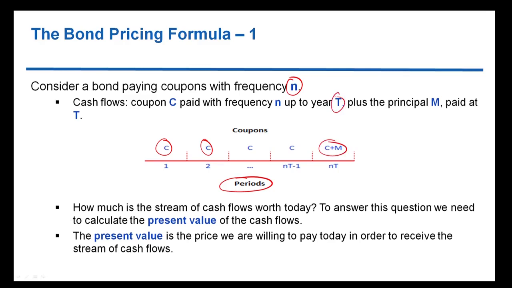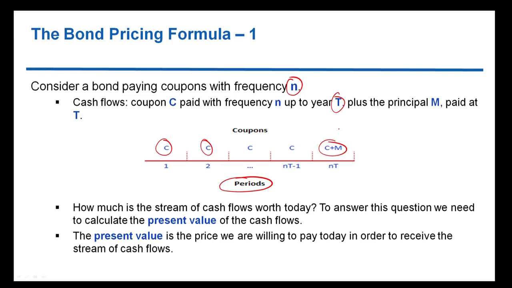which happens in year T. And at time T, or in period n times T, the investor receives both the last coupon and the principal amount invested originally. So this is basically the stream of cash flows that you receive by holding a bond maturing in T years, where the frequency of payments is n. And the relevant question at this stage is the following.